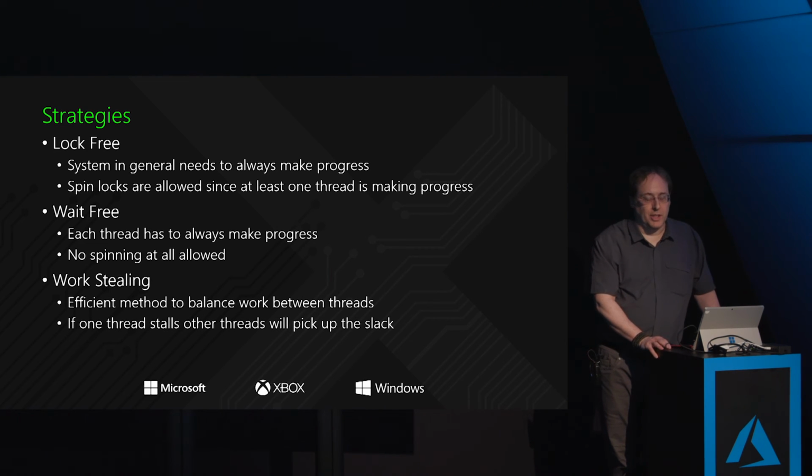So the last is work stealing. This is an efficient method to automatically balance your work between your cores. It works very well even with jobs that cost different amounts. The general idea is that each thread, when it stalls, is going to pick up work from other threads. And the way it's doing this is every single thread has its own job queue.